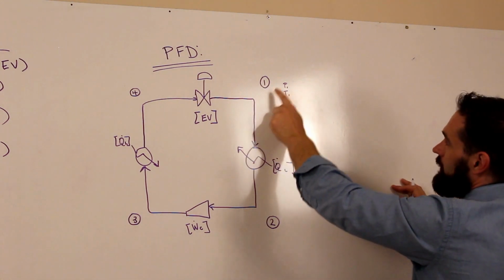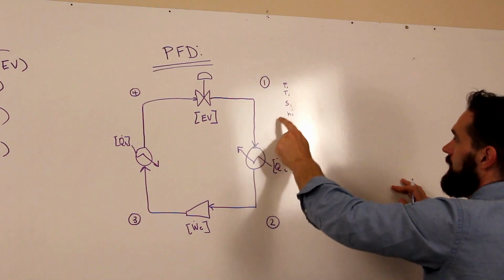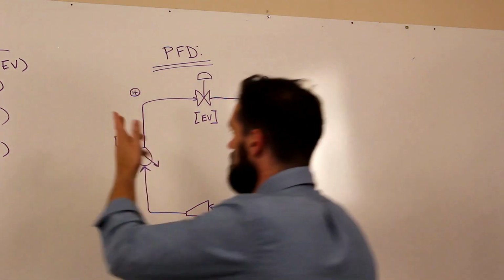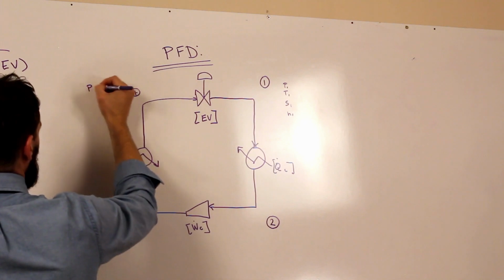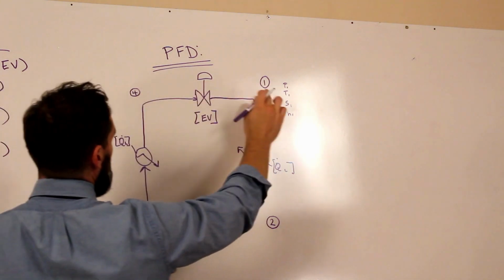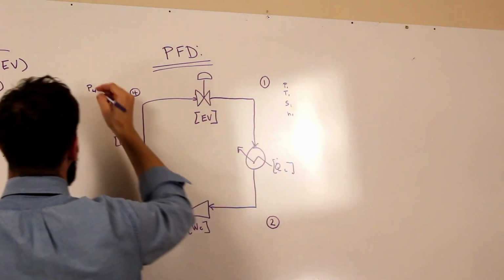So what's this fluid here? How do we identify it? It's got a pressure, a temperature, an entropy, and an enthalpy. Same thing with all these, but I'll go ahead and write it out because we're going to evaluate between 4 and 1 what's happening to the fluid as it comes across the valve.